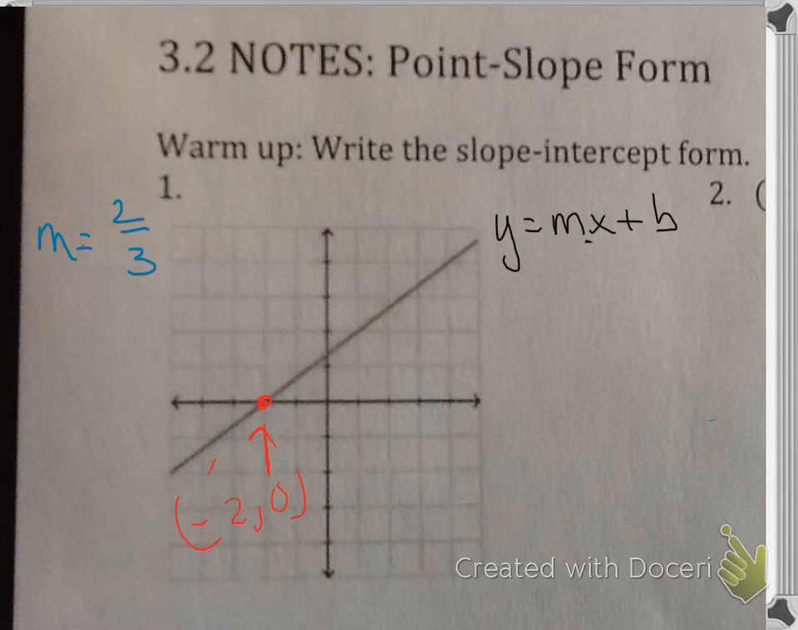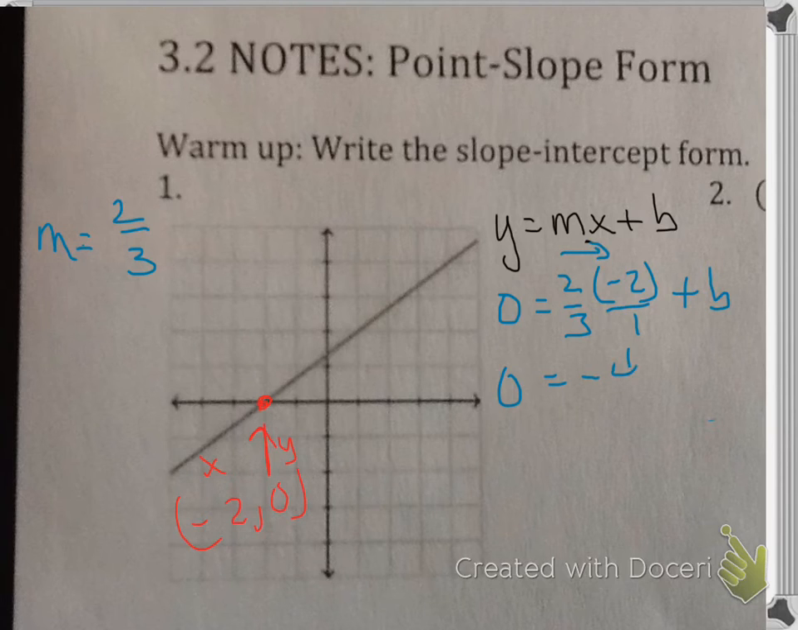So this will be my x value, this will be my y value. Alright, so I'm just going to plug this in. So my y value is 0, my slope is 2/3, and my x value is -2, which I'm going to put on the top. And we're going to put a 1 underneath it because it's a whole number. When you have a whole number and you want to multiply it by another fraction, you want to make it look like a fraction. And then we got plus b. Alright, so we have 0 equals negative, you multiply straight across here. 2 times -2 is -4 over 3 plus b.